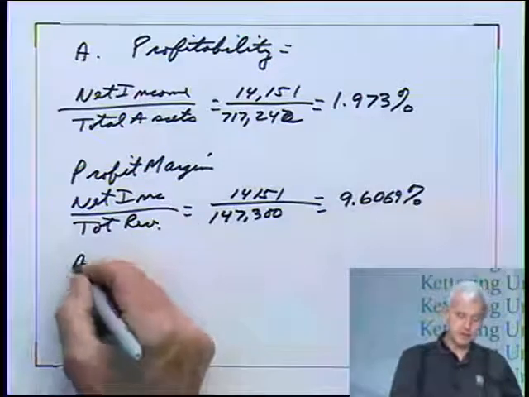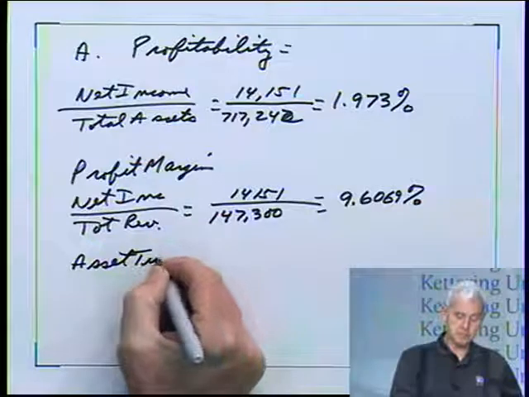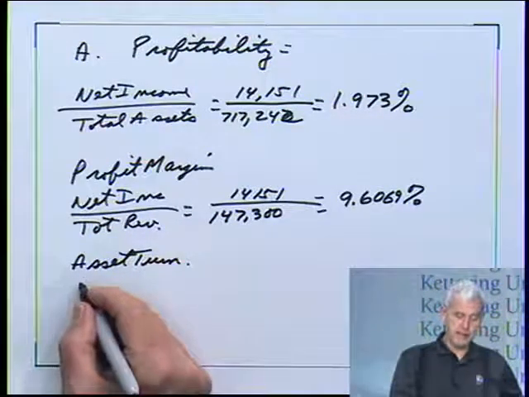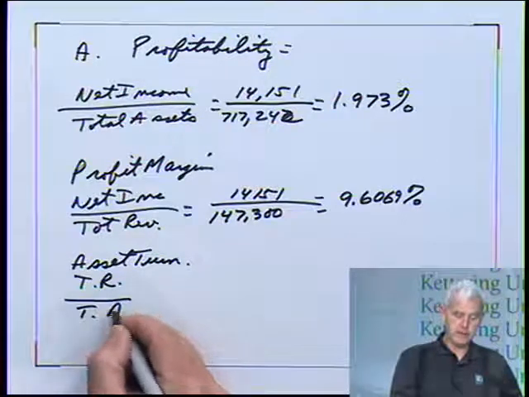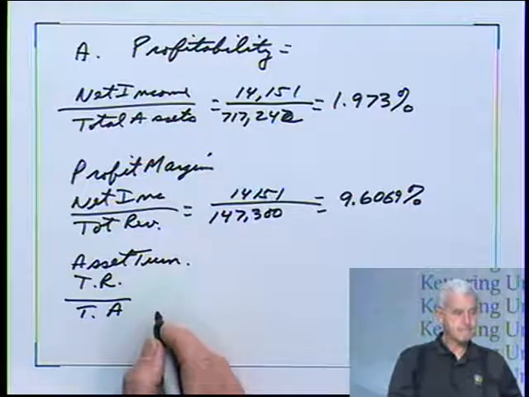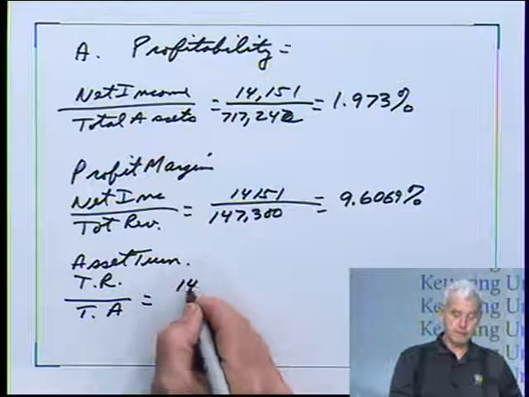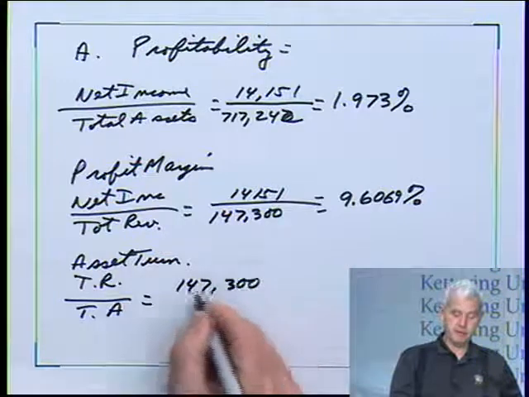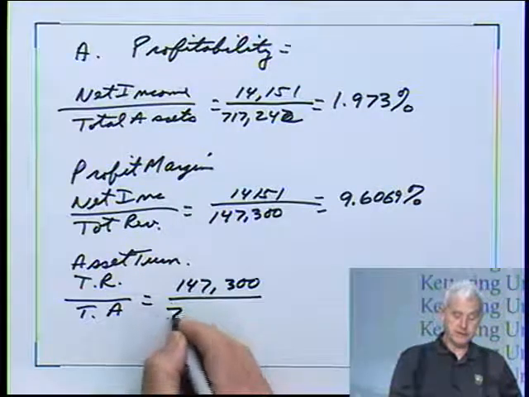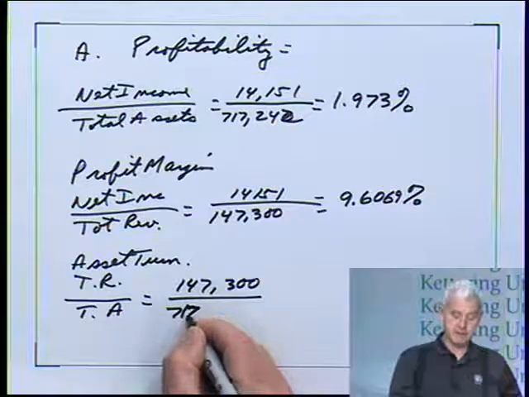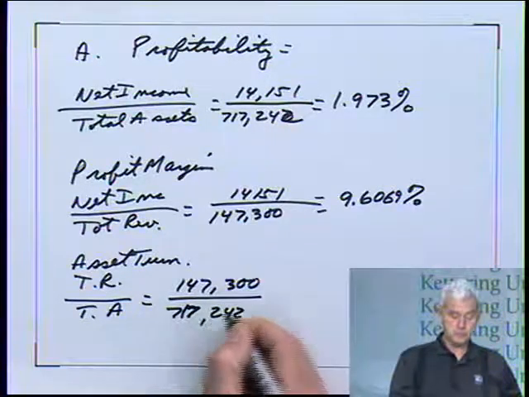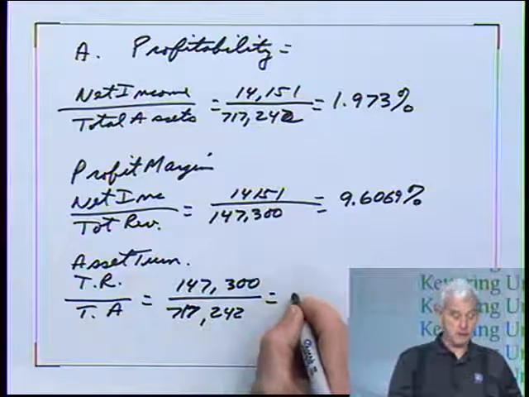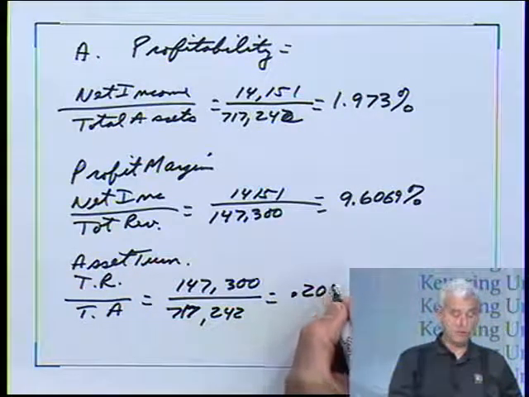So here my asset turnover would be my total revenue. I'm going to just go TR for total revenue over total assets. It's at 147,300, and assets of 717 billion, 717,242. And that is exceptionally low, 2054.